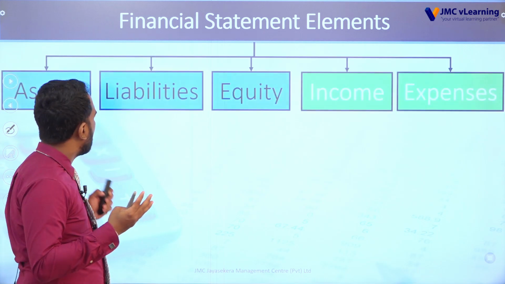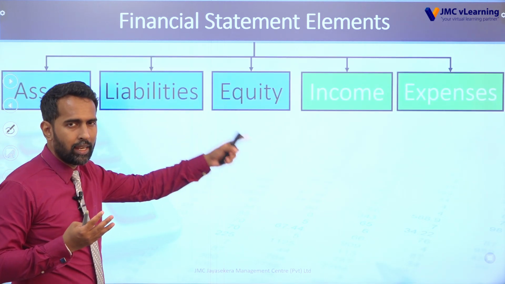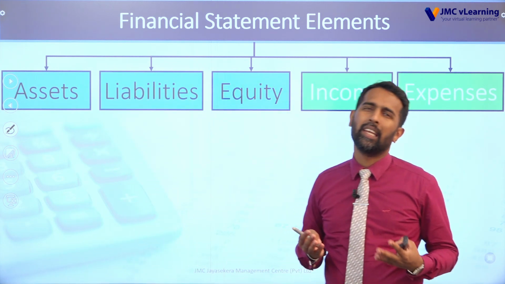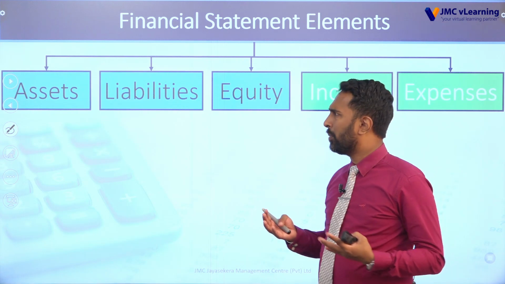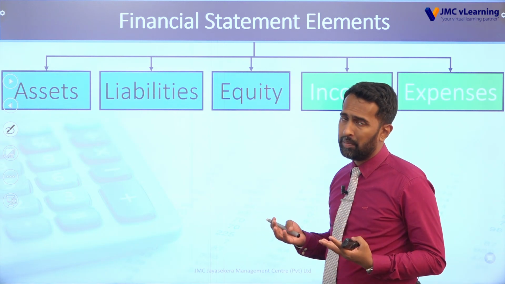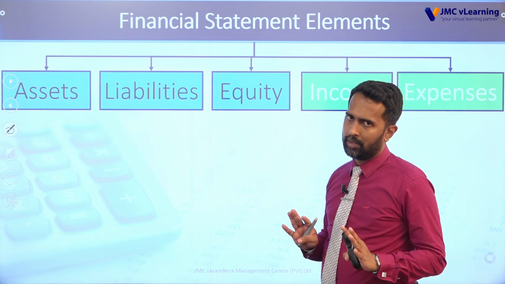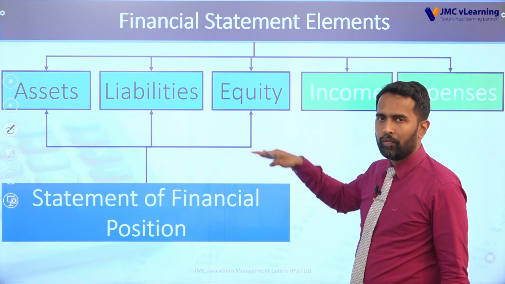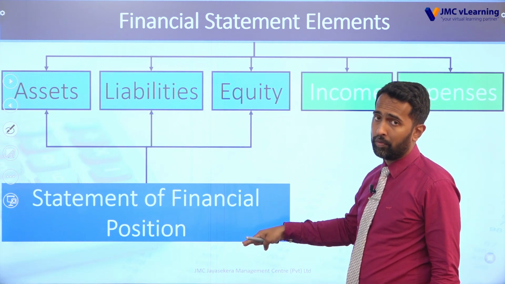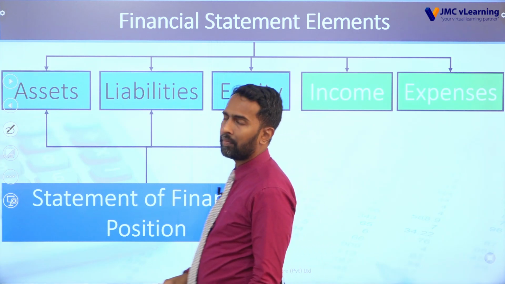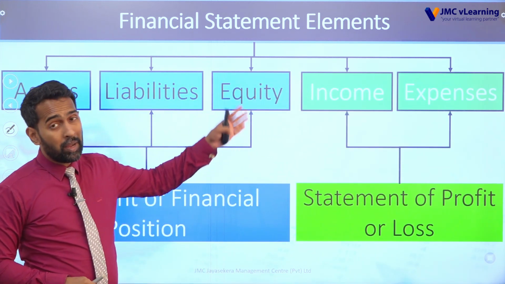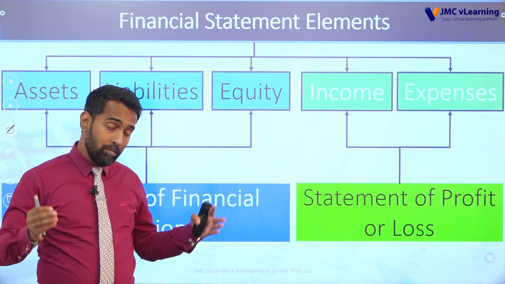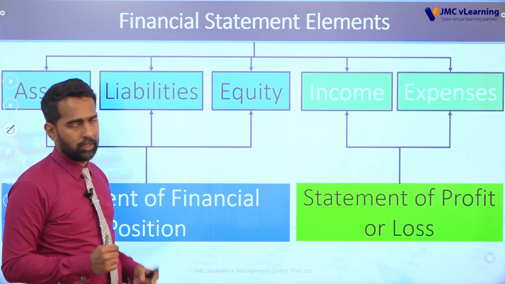You know these things. Assets, liabilities, equity, income and expenses. Some of you might think, I don't know what an asset is, what a liability is. Don't worry, we'll learn. Assets, liabilities and equity are connected to the statement of financial position. And income and expenses are connected to the statement of profit or loss, or the income statement.